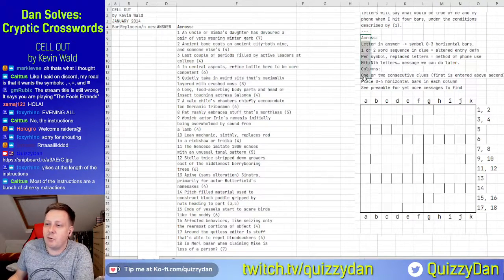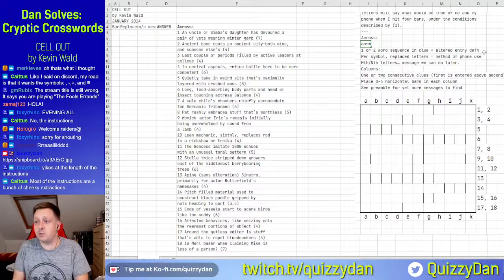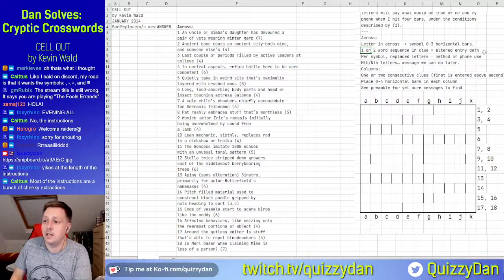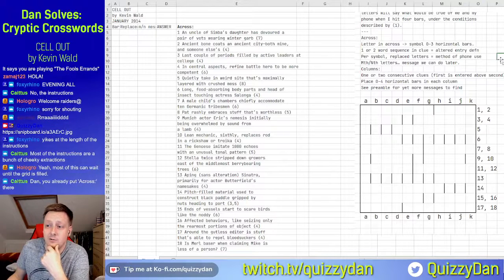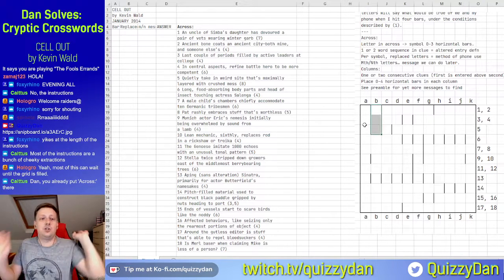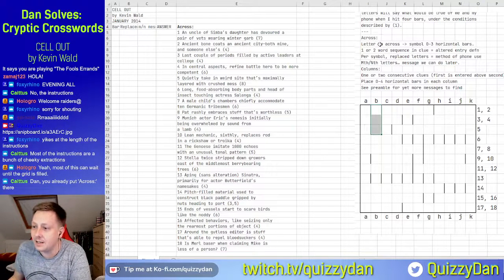So I've put a rough guide here. A letter in the acrosses will go to a symbol of 0 to 3 horizontal bars. A 1 or 2 word sequencing clue will let us know about the new definition per the symbol. Replace letters equals the method of phone use. That is something we could do later. And then the top. Okay, let's just go for it.